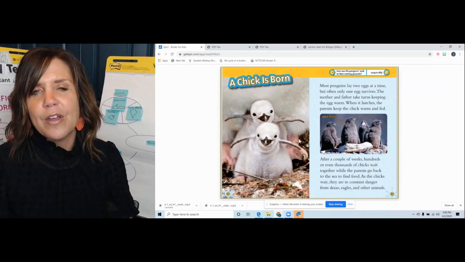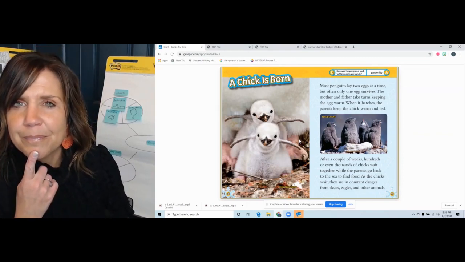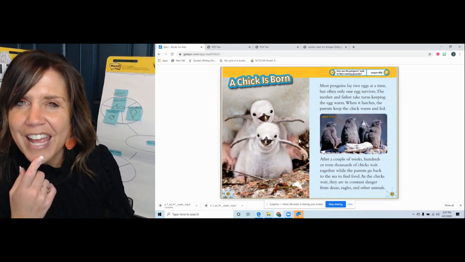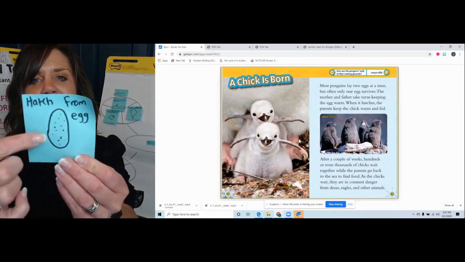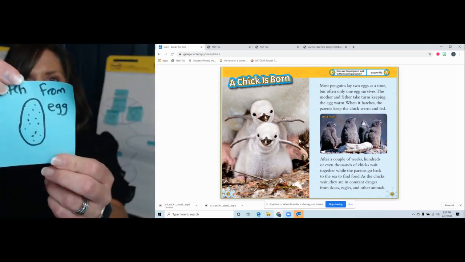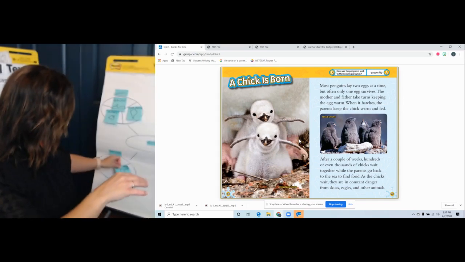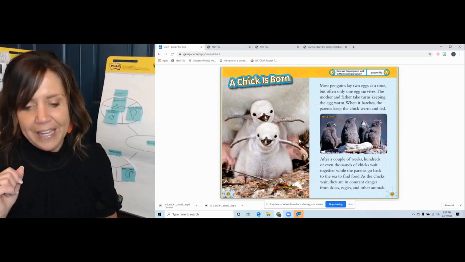Let's start with how they're born. Think for a second. Remember we said they hatched out of an egg? Yeah, so then you could draw an egg and then write hatch from egg. That's how penguins are born. That's a great fact about baby chicks. They hatch from an egg.